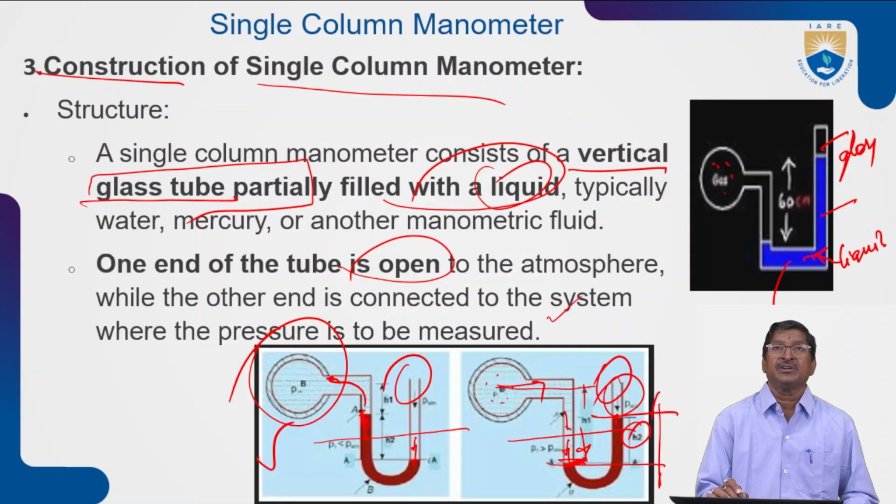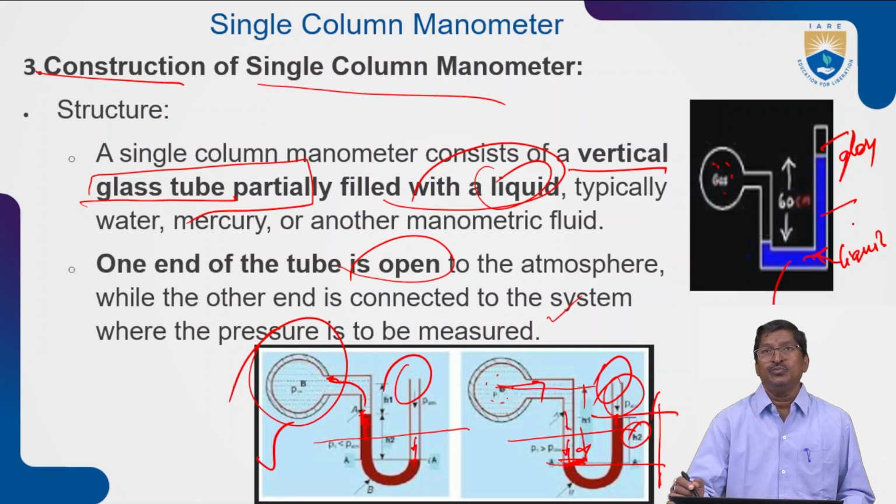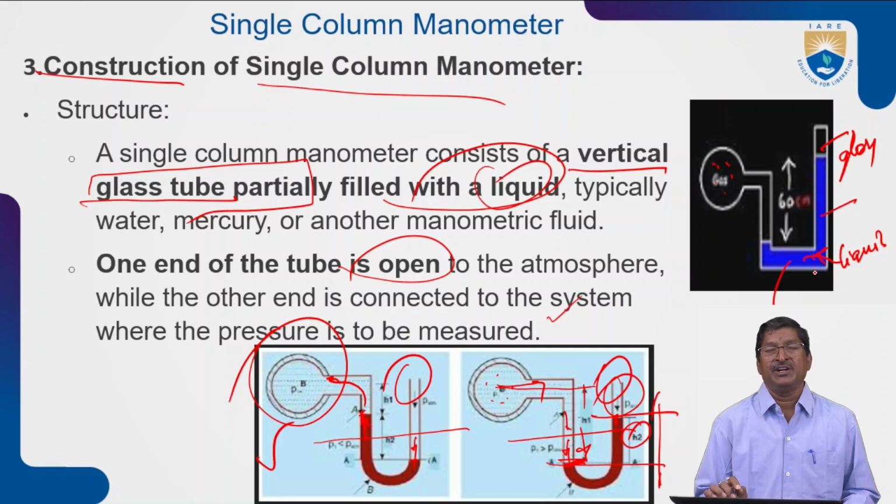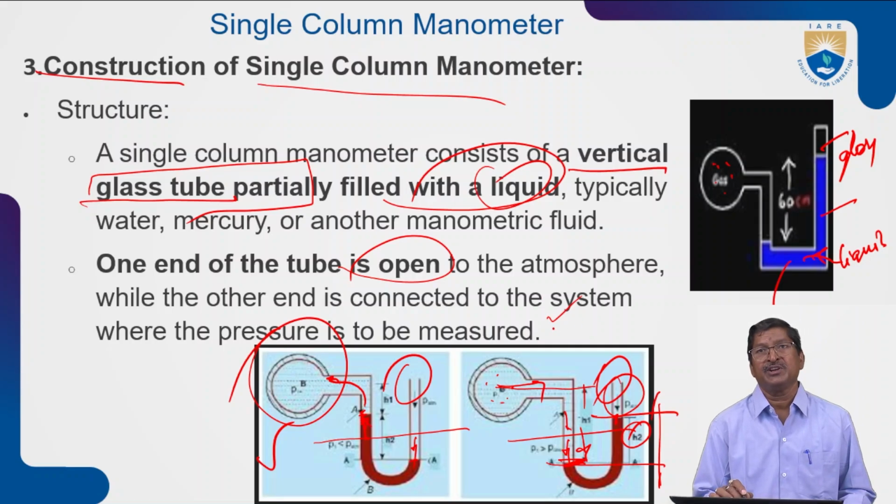And the construction of the single column manometer is a vertical glass tube filled with a fluid. One end is open, that's why it is an open end manometer. One end is open to the atmosphere and the other end is connected to the pressure device or pipe.